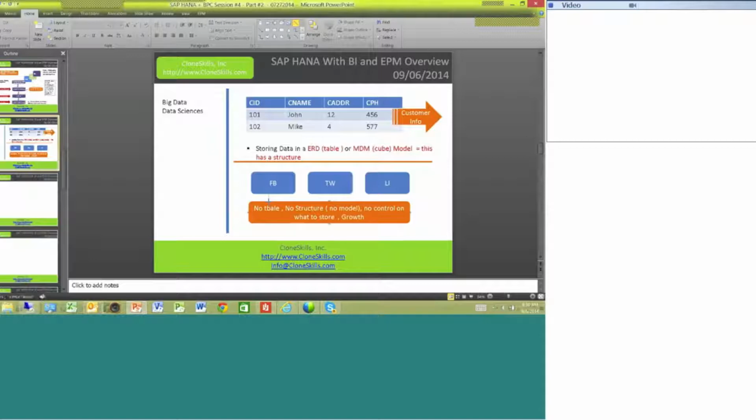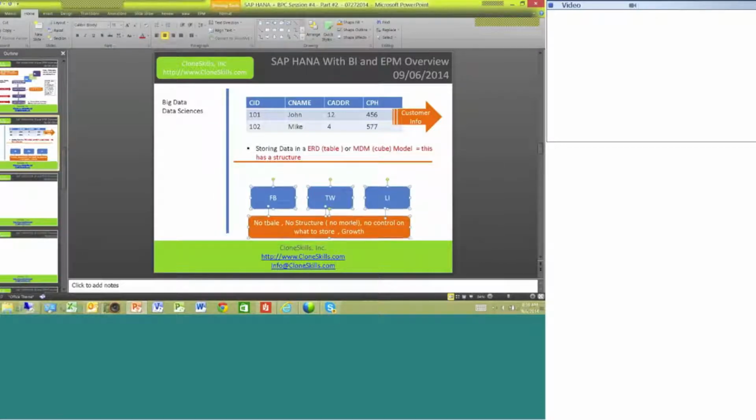So this is basically the traditional approach. You have customer information stored in a table, and then you can go and retrieve it and do stuff. Now if you look at Facebook, you have hundreds of customers. Here you have customers, and in Facebook also you have customers. In Twitter also, in LinkedIn also. So you have customers in both places.